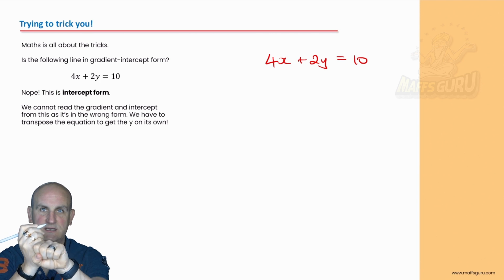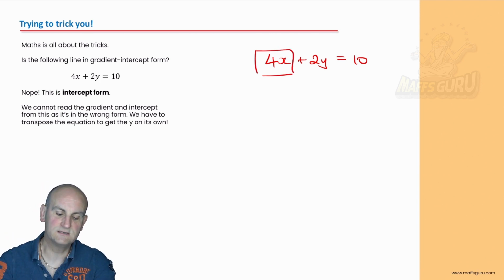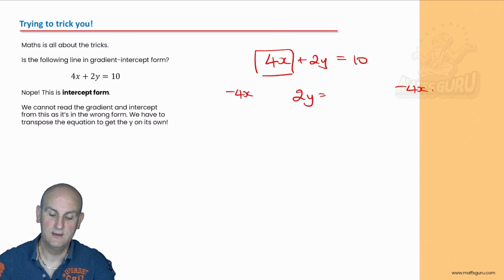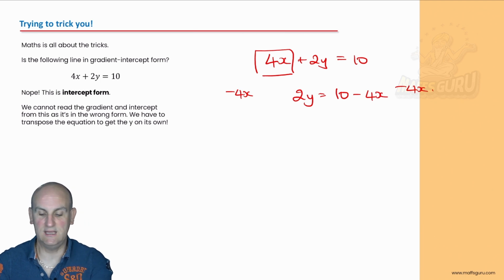The 2 and the y are stuck together with a kissy, so I'm going to get rid of the 4x first. How do I do that? I'm going to subtract 4x from both sides. So I'm going to get 2y is equal to, I've got 10 minus 4x. And there's a trick here, guys, but we'll come back to that in a moment.